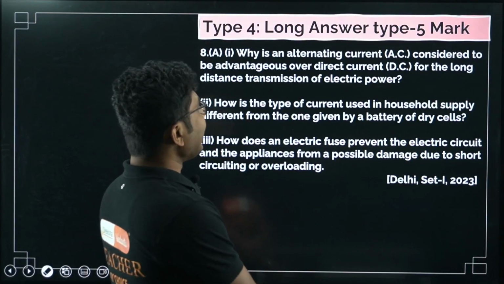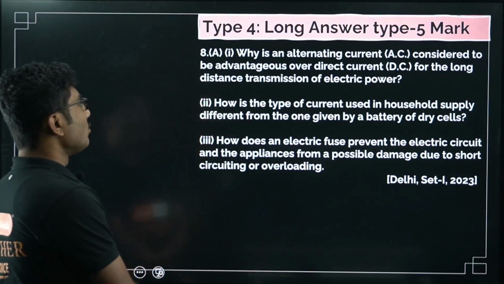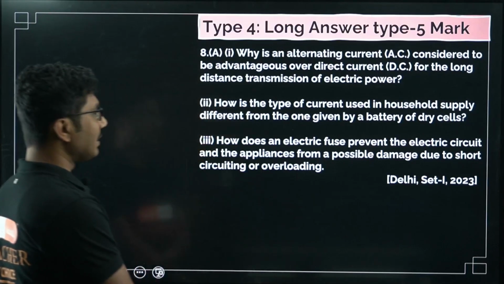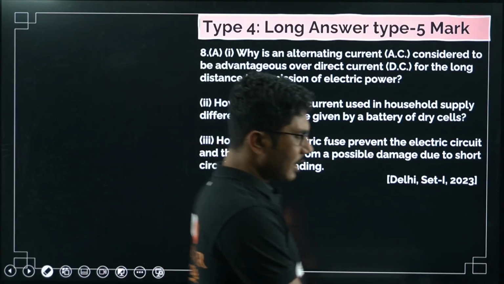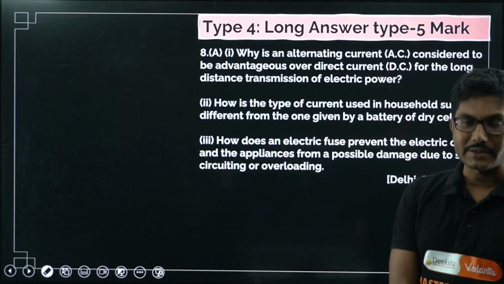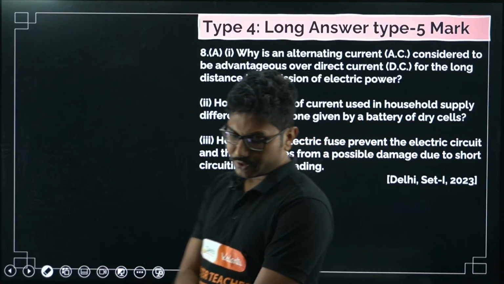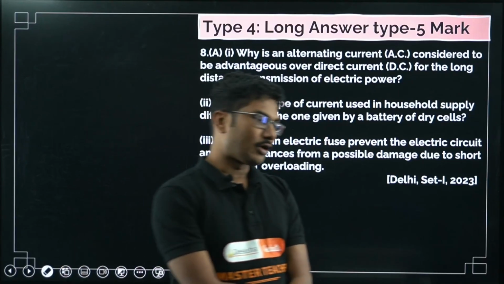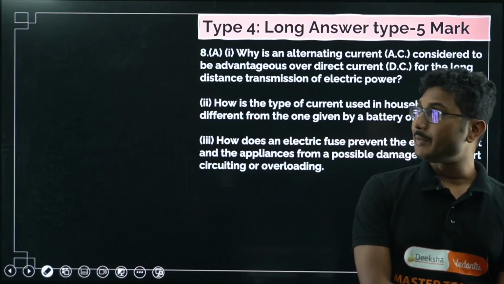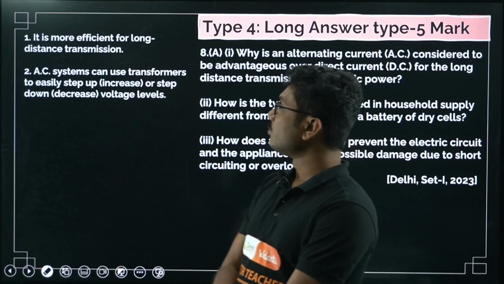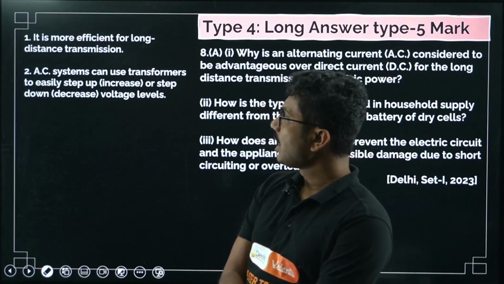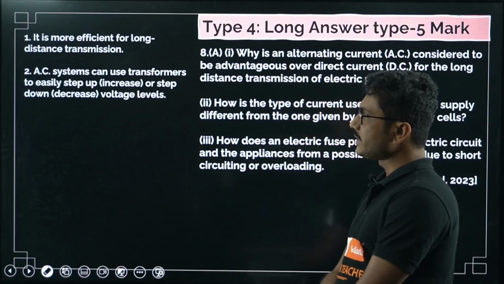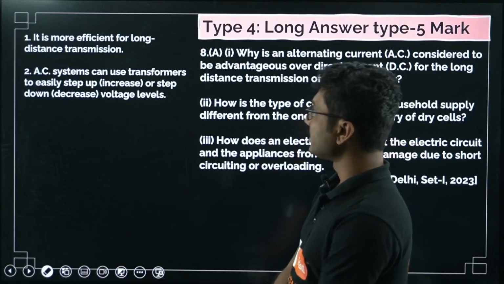Why is alternating current (AC) considered to be advantageous over direct current (DC) for long distance transmission of electric power? This is the same question as what we have discussed, why AC is more used in our household. The same reason is why it is used for long distance transmission. Okay, the same reason. What are the reasons? It is more efficient for long distance transmission. Obviously, the AC system can use transformers to easily step up or step down the voltage levels.